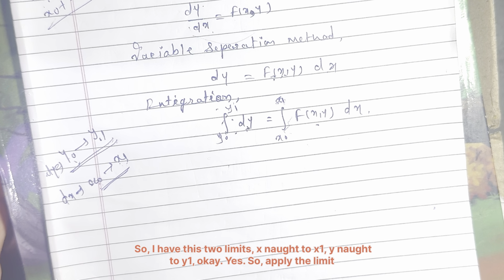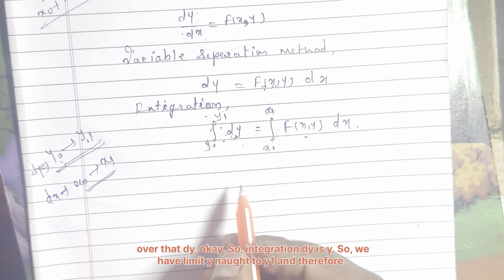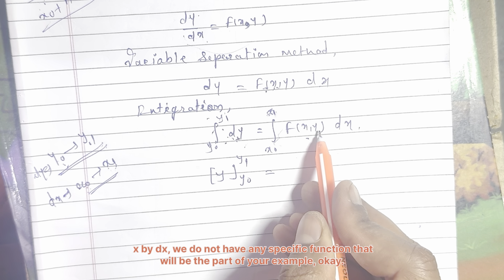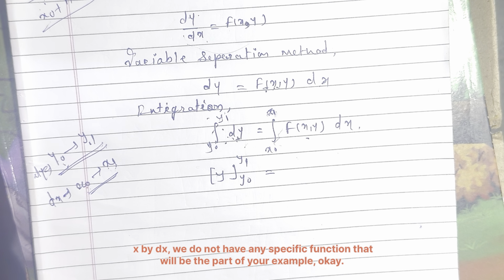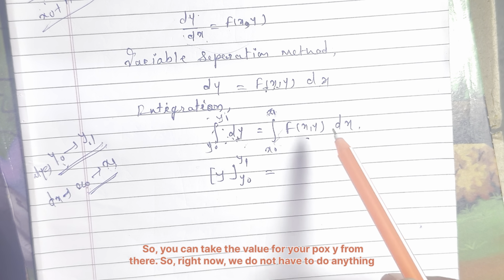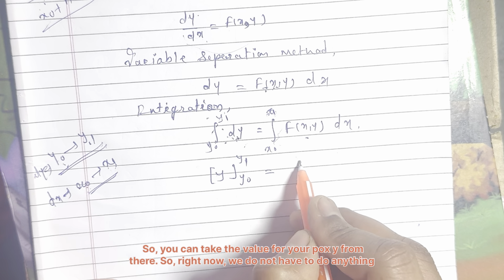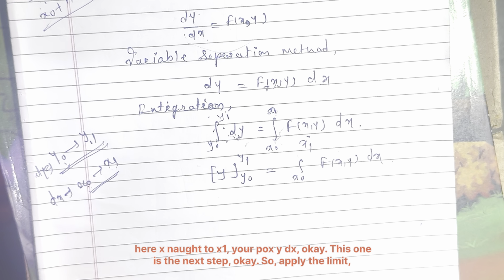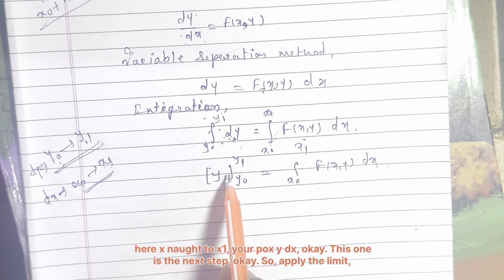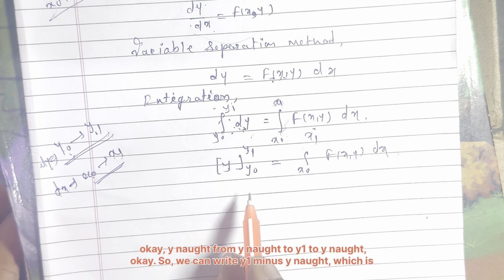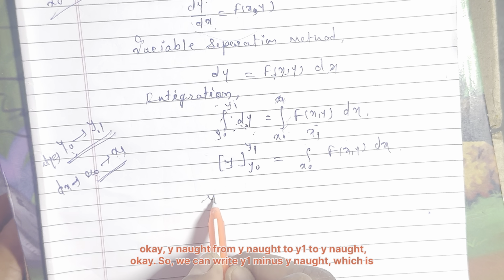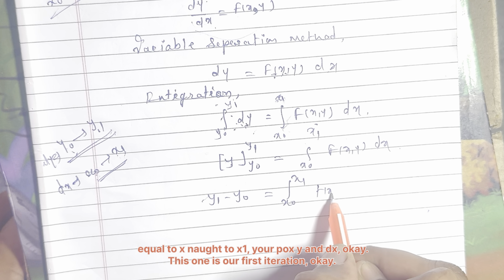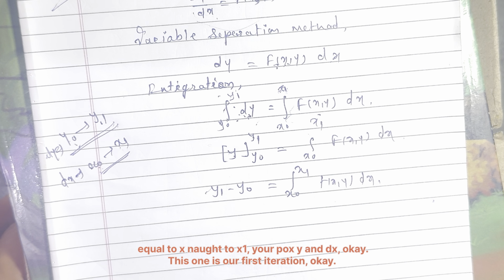So apply the limit over that dy. Integration of dy is y. So we have limit y0 to y1, and for f of xy dx, we don't have any specific function. That will be the part of your example, so you can take the value for f of xy from there. So right now we don't have to do anything here. x0 to x1, f of xy dx. This one is our next step. So apply the limit, y runs from y0 to y1, so we can write y1 minus y0, which is equal to the integral from x0 to x1 of f of xy dx. This one is our first iteration.